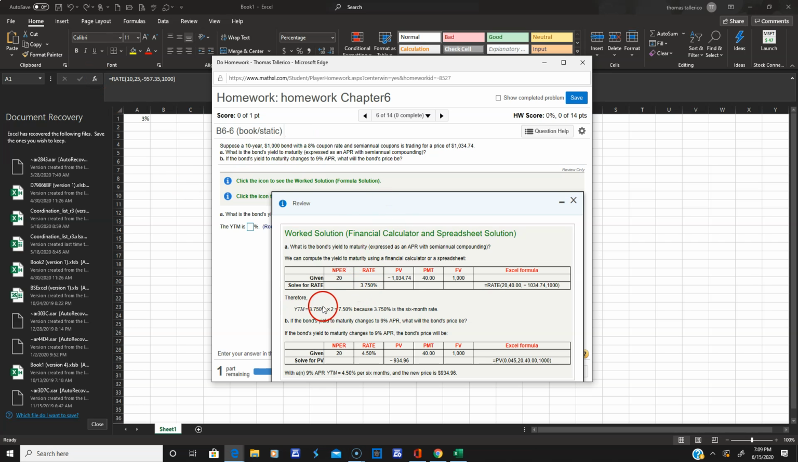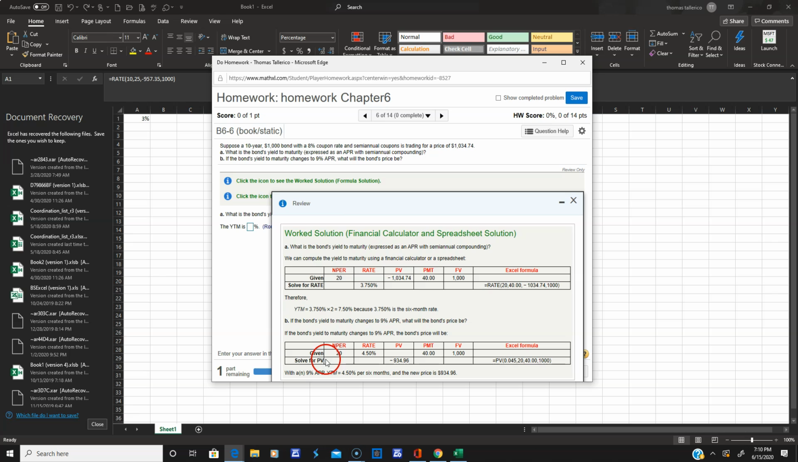Now, that's a 6-month yield to maturity, right? So what is it for a year? Again, you multiply by 2. Look, it's 7.5%. Now, part B. If the bond's yield to maturity changes to 9%, what will the bond's price be? So now you have to bring up the Microsoft Excel function called present value, PV.